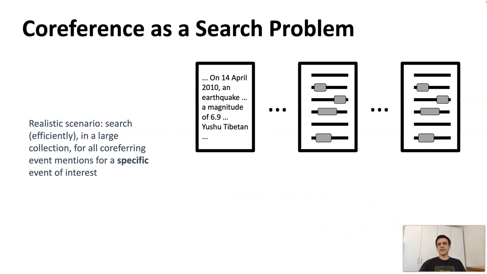However, a realistic scenario may be that given an event of interest, we would like to efficiently search all coreferring event mentions only to this specific event of interest. This can be applied for cases where we would like to find more information on a particular event. For example, the earthquake event from the previous slides. We might like to explore accumulating information about it provided in different documents where it was mentioned.